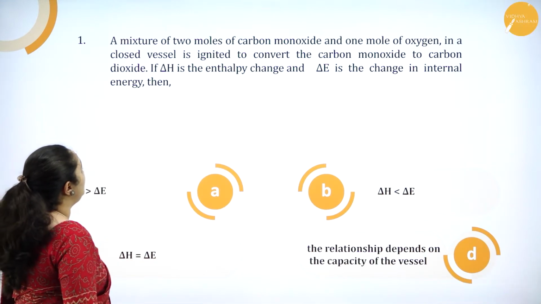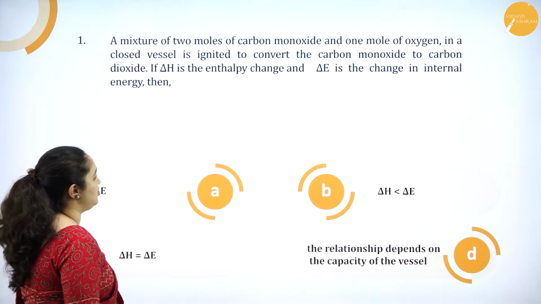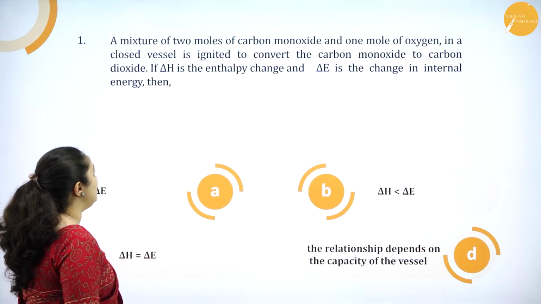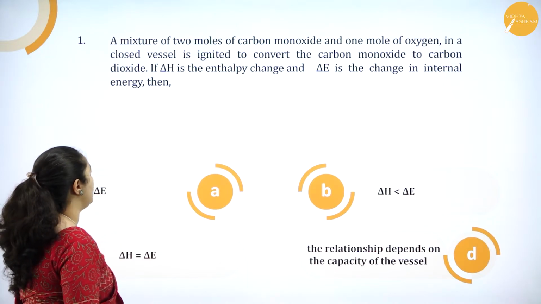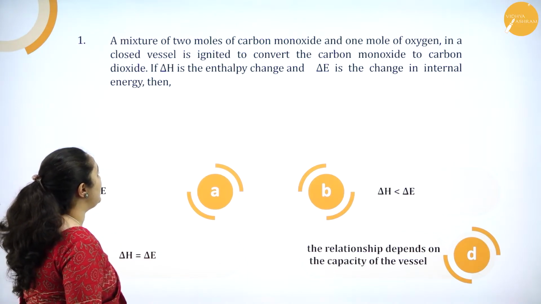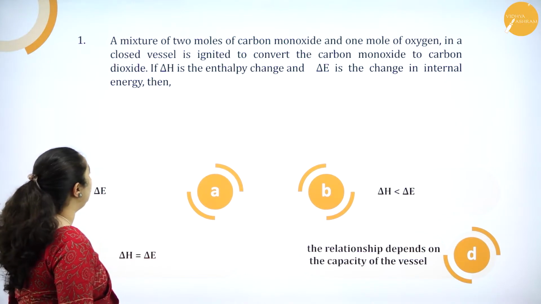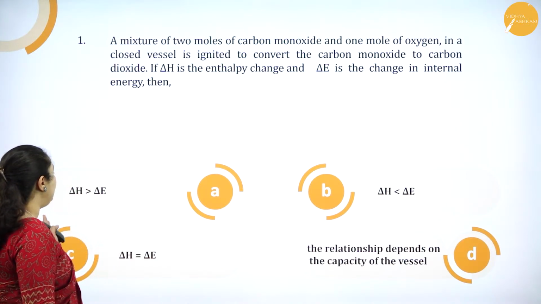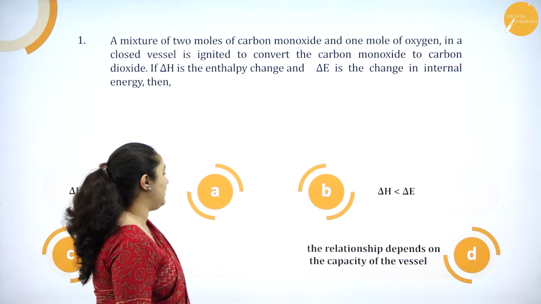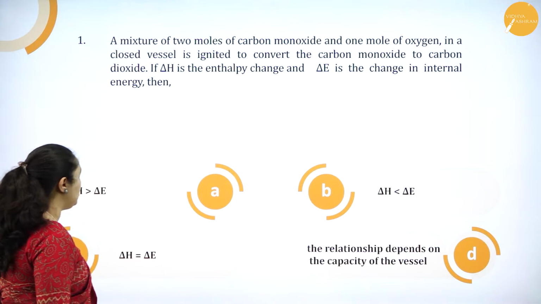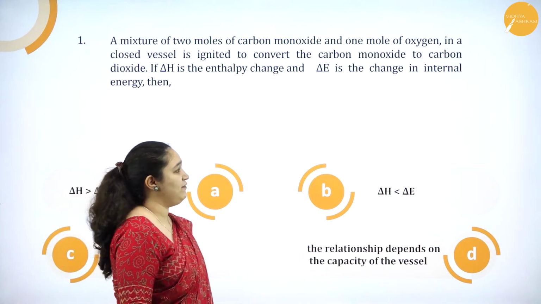A mixture of 2 moles of carbon monoxide and 1 mole of oxygen in a closed vessel is ignited to convert the carbon monoxide to carbon dioxide. If delta H is enthalpy change and delta E is the change in internal energy, then: delta H is greater than delta E, delta H is less than delta E, delta H is equal to delta E, or the relationship depends on the capacity of the vessel.